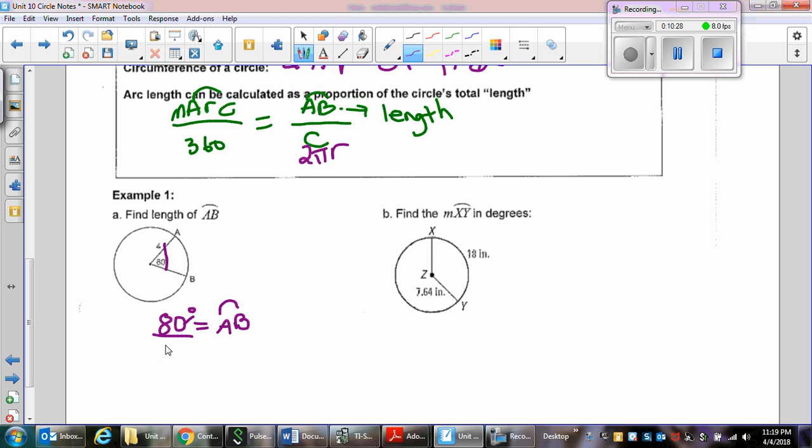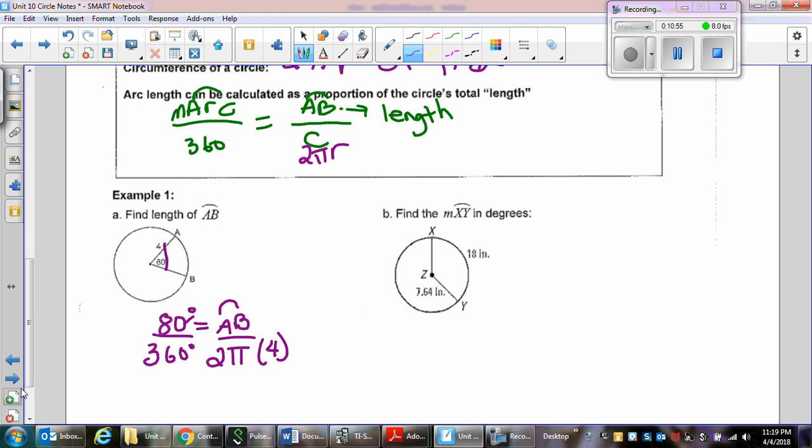But I know a circle has 360 degrees. When it is 360 degrees, I can find the circumference by doing 2 pi radius. In this case, the radius is 4, right? So that's what I'm going to write. When it's 80 degrees, I don't know what AB is, but I know when it is 360 degrees, I can just simply do 2 pi r, which is going to give me the whole circle.